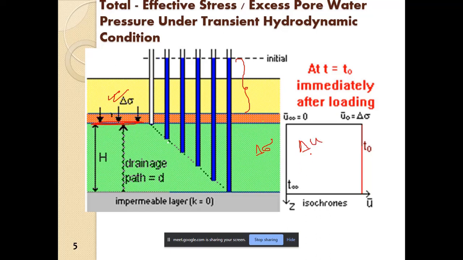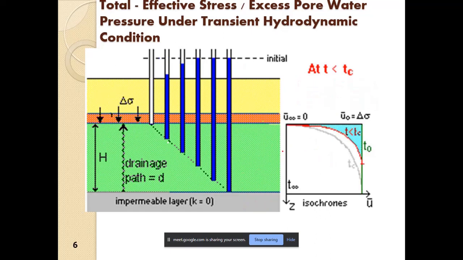Now, if the increase in the pore water pressure is equal to delta sigma, then the effective stress will not change. So delta sigma dash will be constant. It will be zero. All right. So the effective stress, that is sigma dash, will be the same as the initial state. But the pore water pressure is increased.